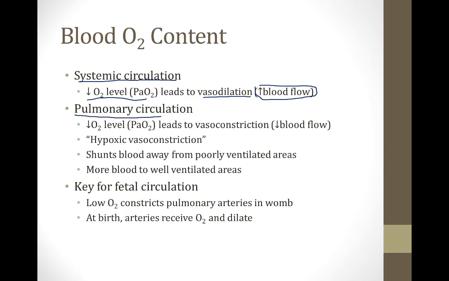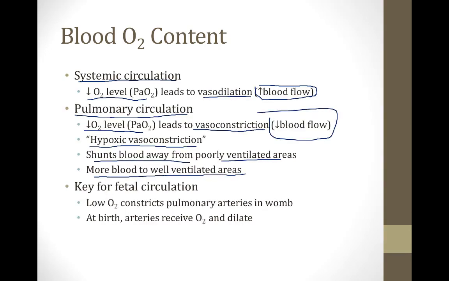In the pulmonary circulation, the opposite happens. When you have a low oxygen level, this leads to vasoconstriction. Why is this the case? Well, this is a process called hypoxic vasoconstriction, and the idea is to shunt blood away from poorly ventilated areas. The lungs will interpret a low oxygen level as meaning that portion of the lungs is not working, and they don't want to waste blood flow in that area, so they will vasoconstrict and shut down the blood flow, and this will send more blood to well-ventilated areas.